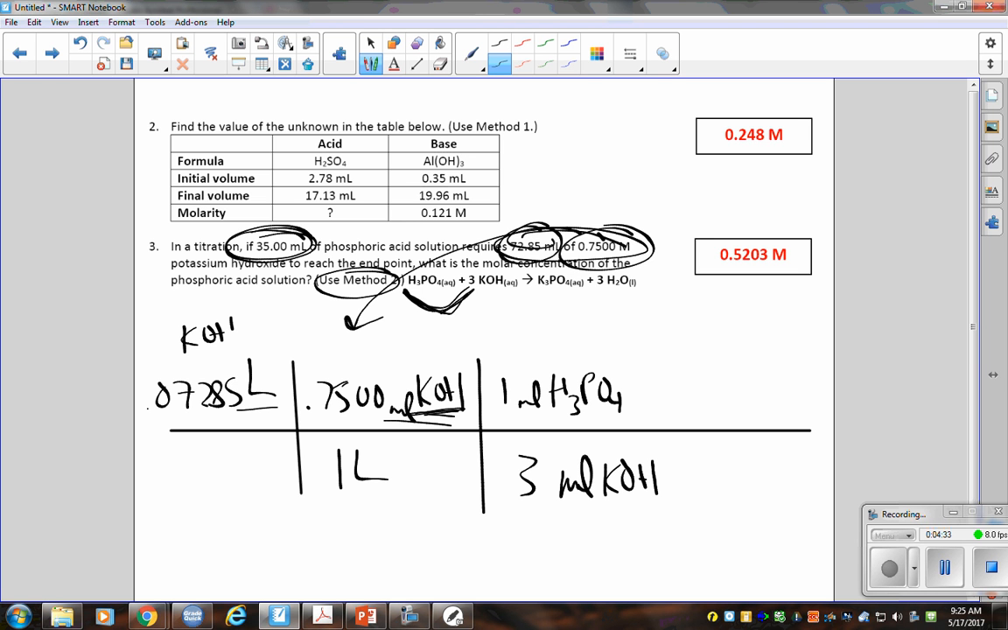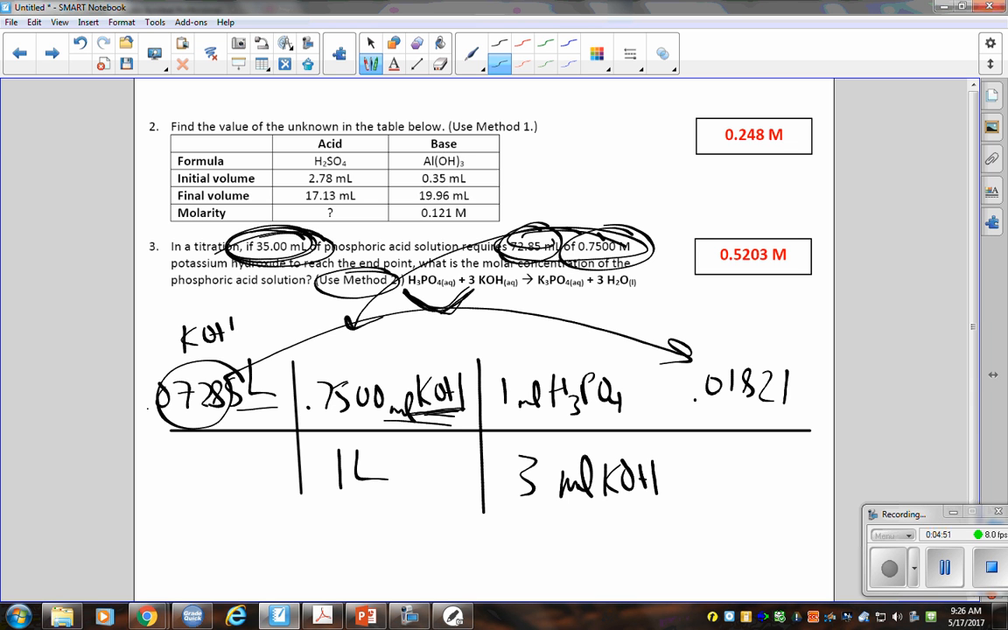0.07285 times 0.75 divided by 3. I end up getting 0.01821. I get that because I got 4 significant figures coming into the grid, so it's got to be 4 out. I take this value right here.